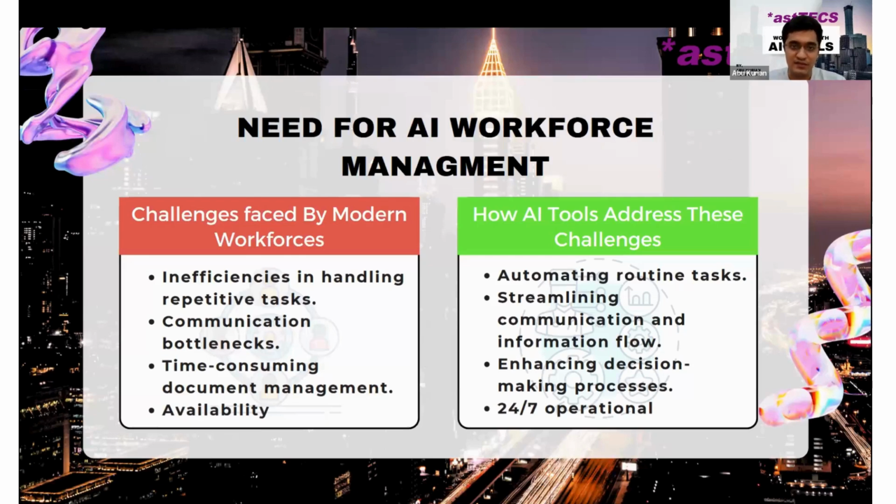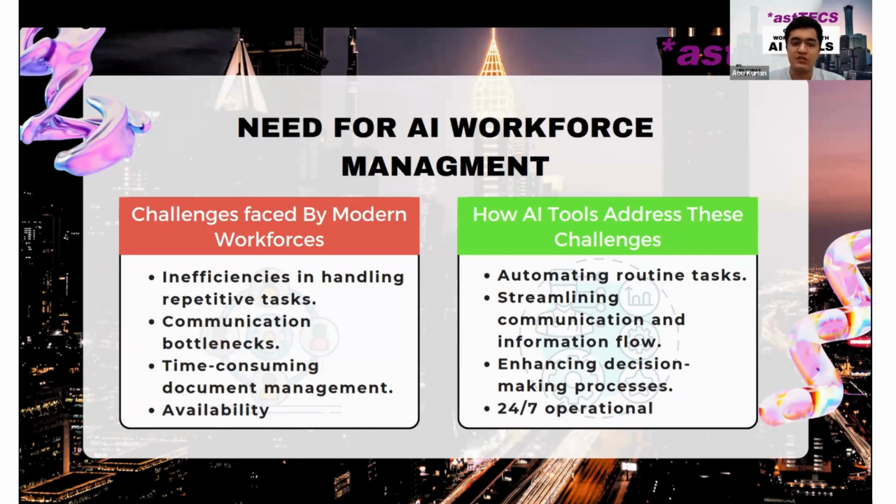Now, why do we need this? Similar to the question that was asked before, why do we need workforce management? The challenges faced by modern workforces, or workforces that are set to standards where AI tools and not a lot of productivity tools are used, is inefficient handling of repetitive tasks. As in, a task set in place would be handled repetitively, but there could be chances of human error. There could be chances of mismanagement, loss of maybe a small. So you have loss in errors.